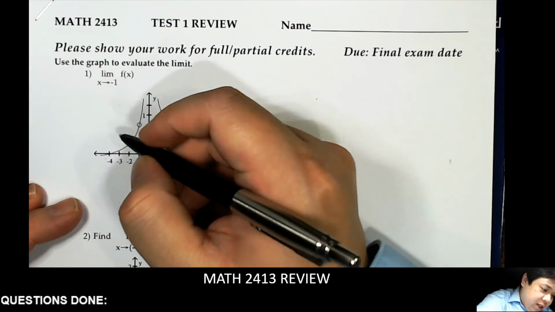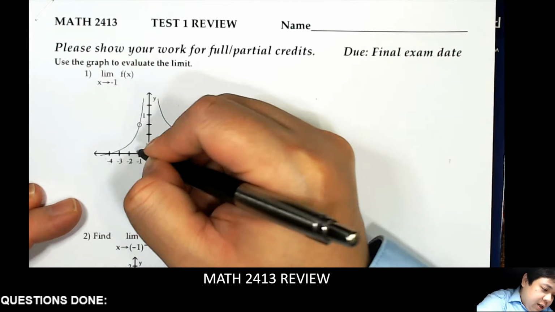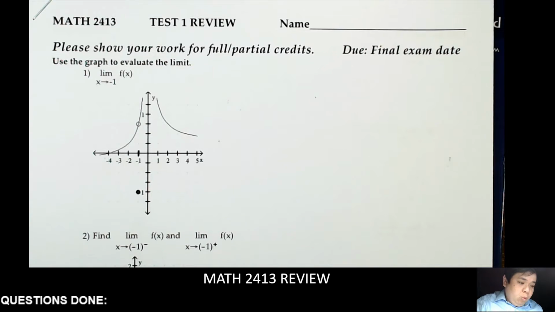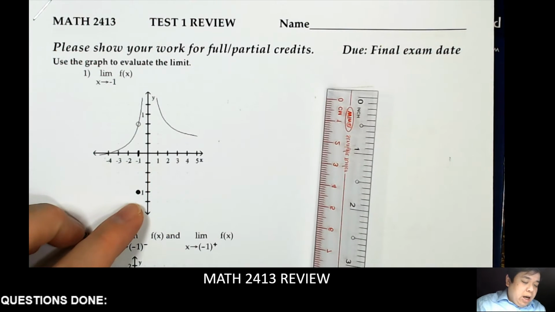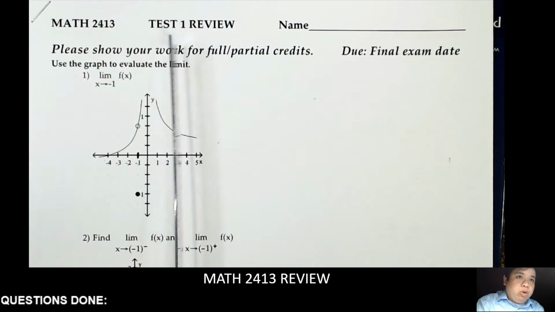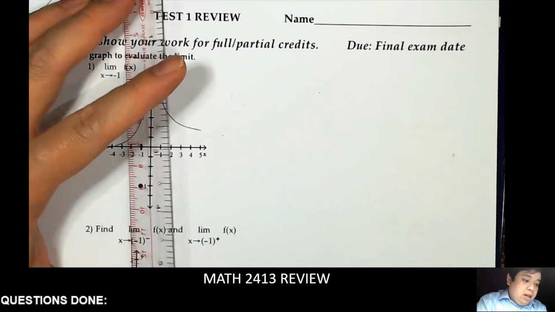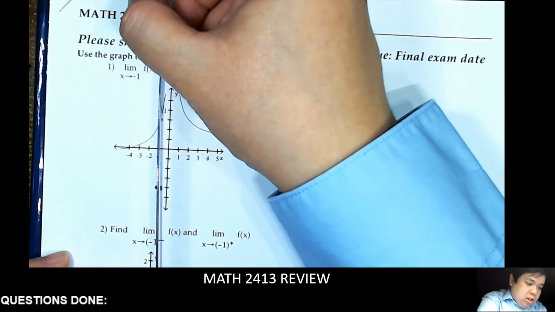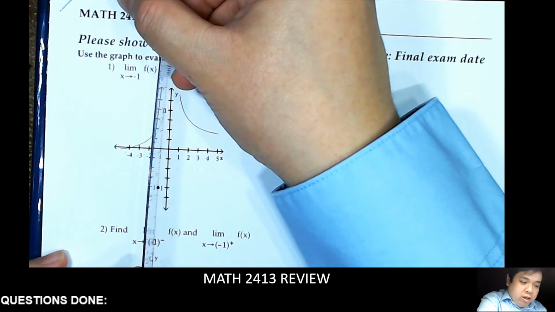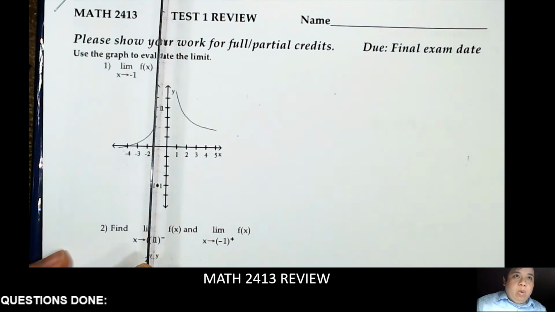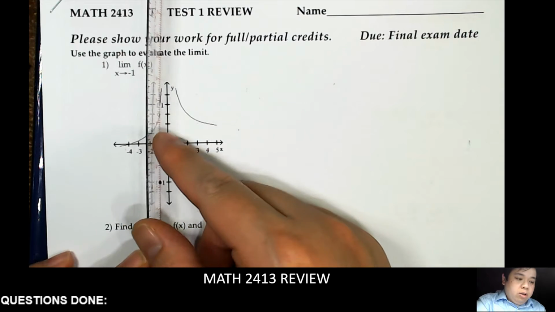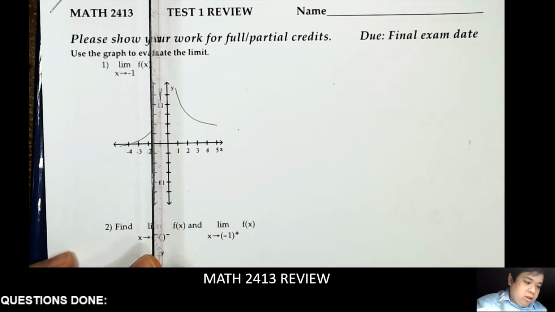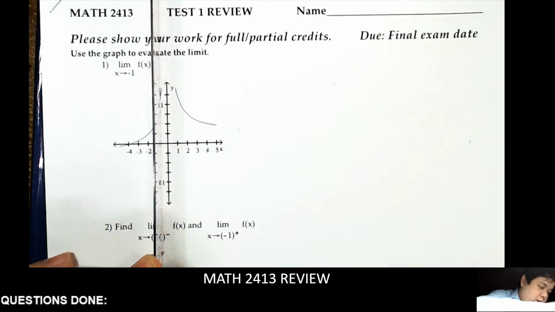The first one, we find the limit when x approaches -1. So -1 is here. When x goes to -1, we just see what happens to the function close to it. So this is x equal to 1, -1 is this. We have to go along the function.